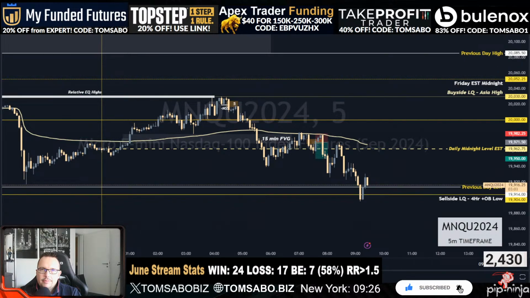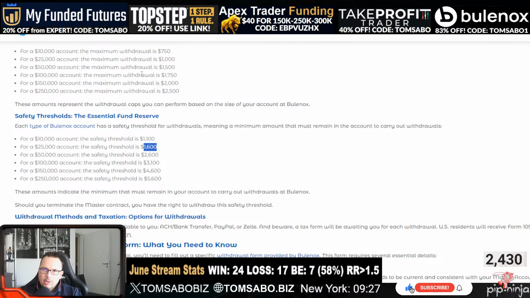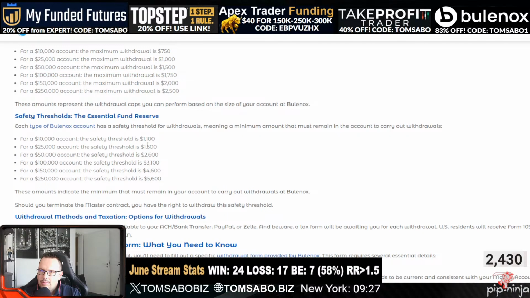So here it is. On BULENOX, I'm not sure if you guys can see it, almost market open. On the 25K account, the threshold is $1,600, but the minimum withdrawal is $1,000. Actually, this is outdated, an old one, which would mean the minimum threshold would be $2,600 on the 25K account, but I'm not sure if this is accurate. I know on the 50K it's $2,600, but the minimum withdrawal is $1,000 right now. So $2,600 would be overall your profit target.